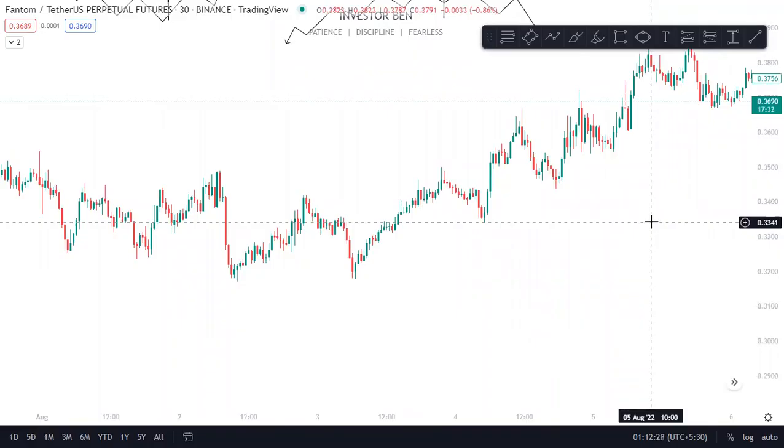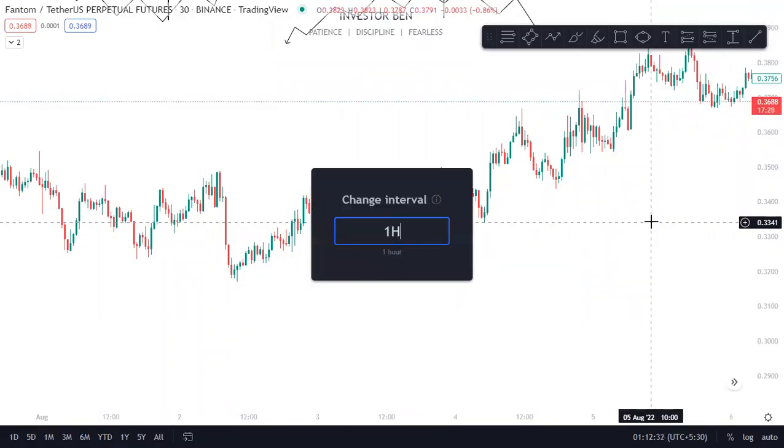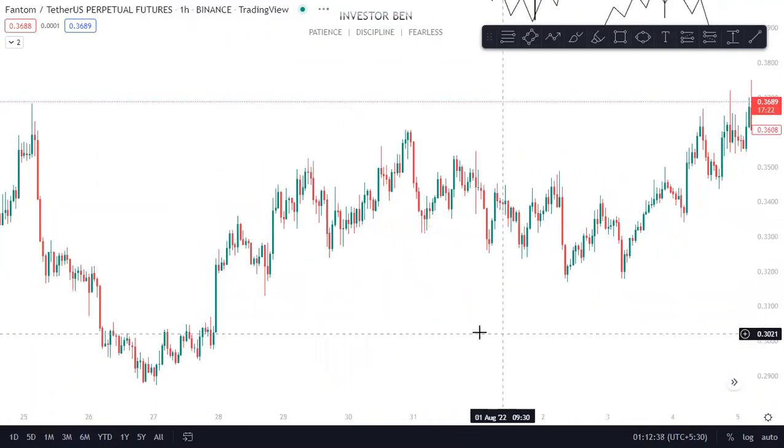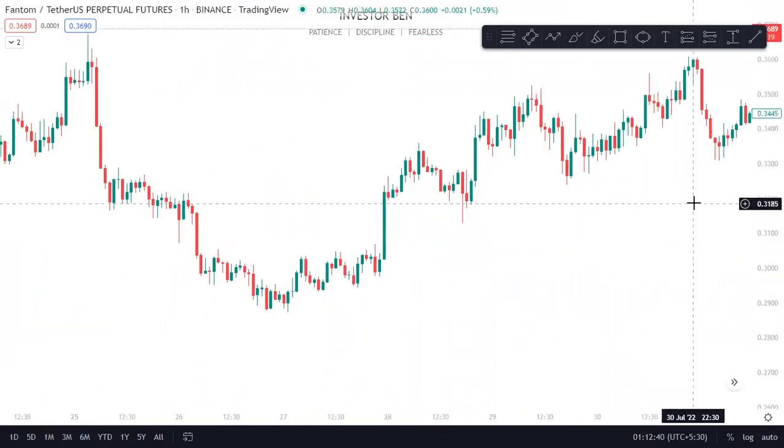An example, should I use a higher time frame? Enter. Okay, so a bullish engulfing candlestick.